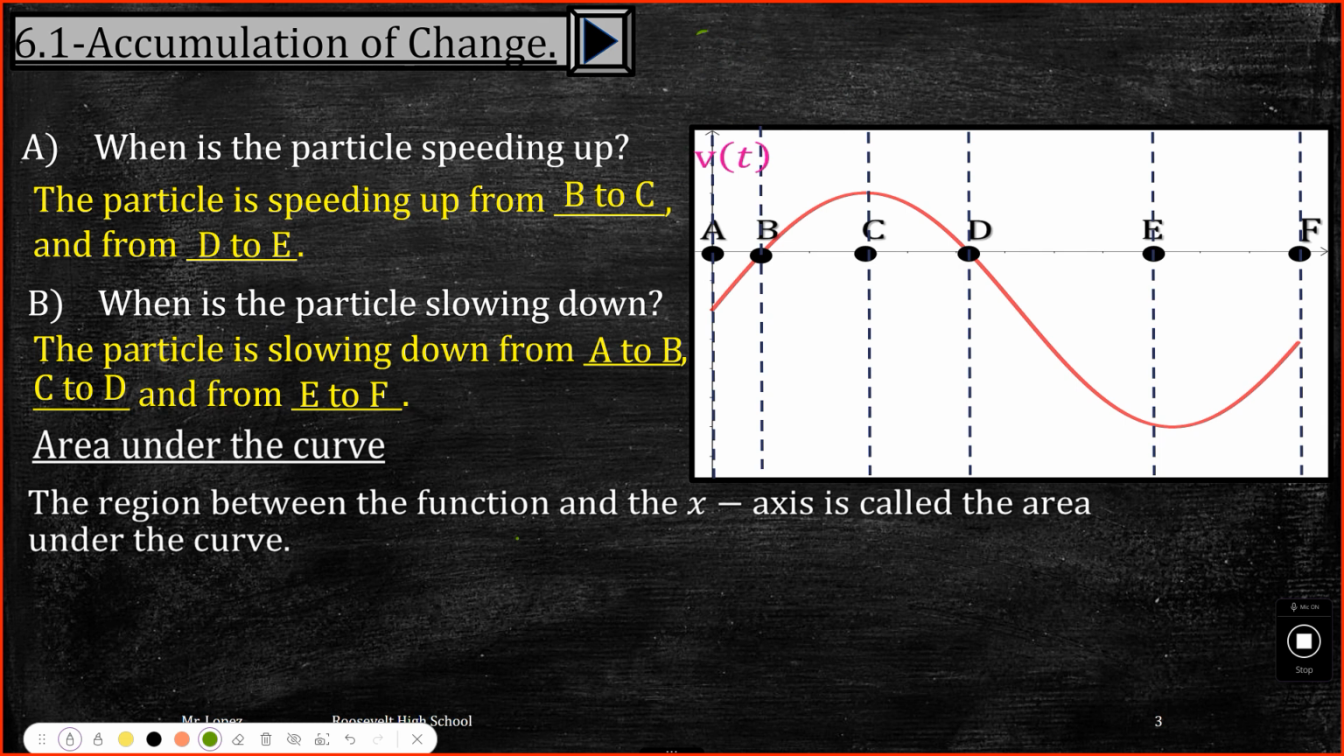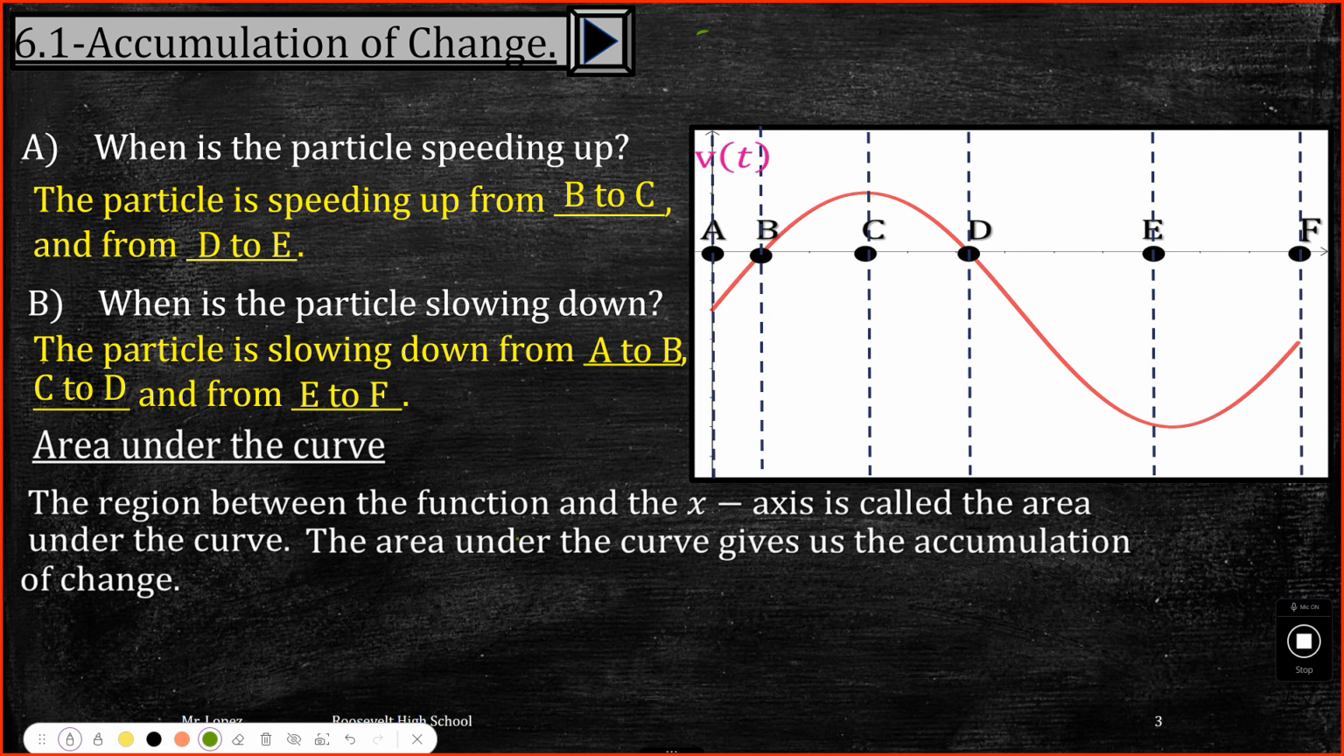The region between the function and the x-axis is called the area under the curve. So between the x-axis and the curve is the accumulation of change. And so the area under the curve gives us the accumulation of change.